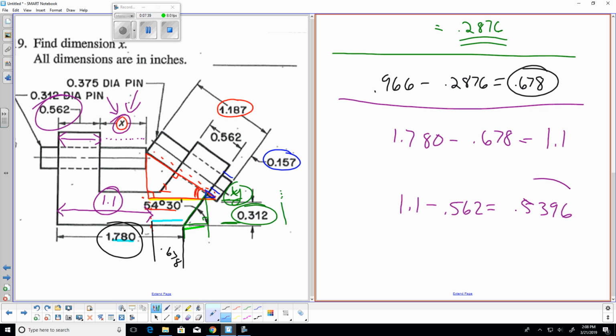So you're done. That's a tough problem. That might be the toughest one in our packet, guys. So that complex number 19, that's all said and done. Good luck.